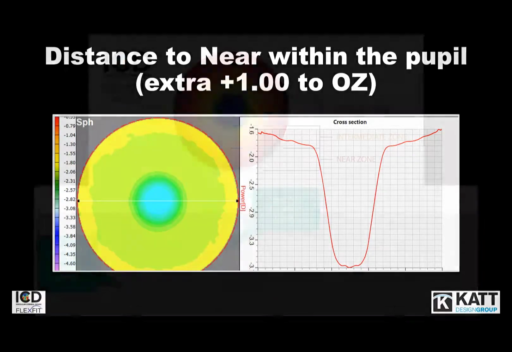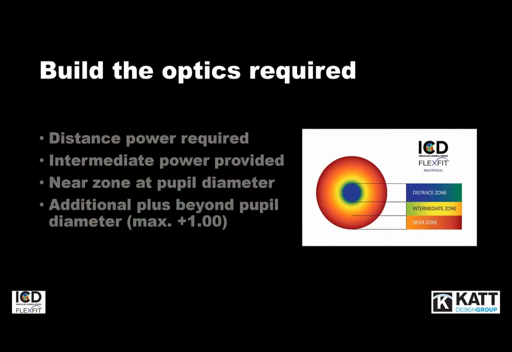the lens. One of the ways to be successful in the ICD FlexFit Multifocal lens is to build the distance power required at the diameter appropriate for the patient, provide a full range of intermediate powers, then create the add at the pupil diameter so the patient has all the focal distances required.